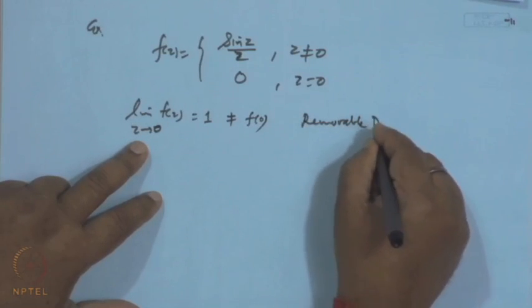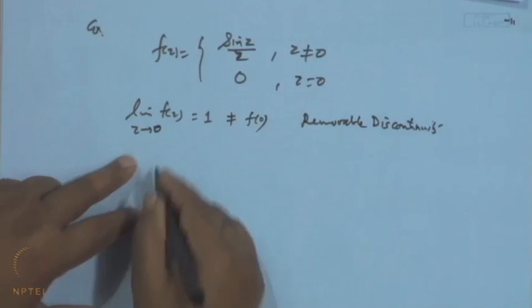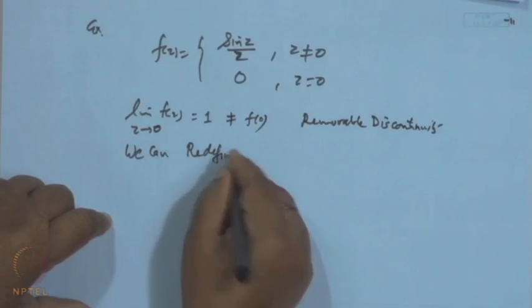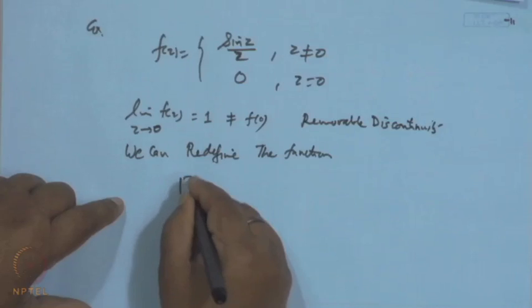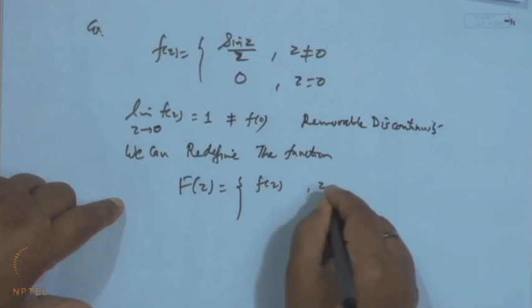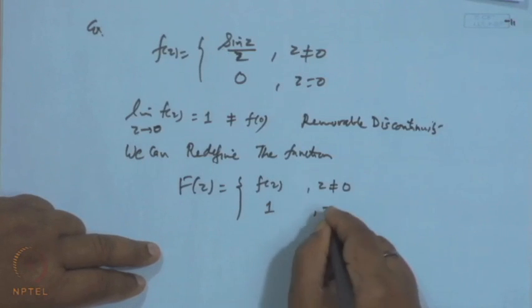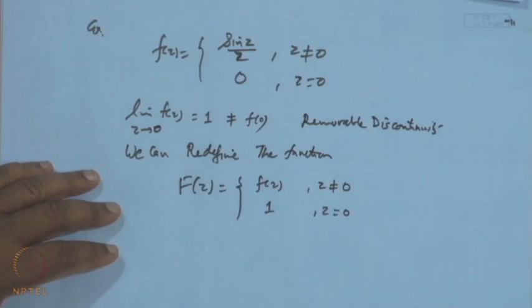Why removable? Because we can redefine the function as capital F(z) equal to small f(z) when z is not equal to 0, and equal to 1 if z equal to 0. Then this function becomes continuous, and that is why.